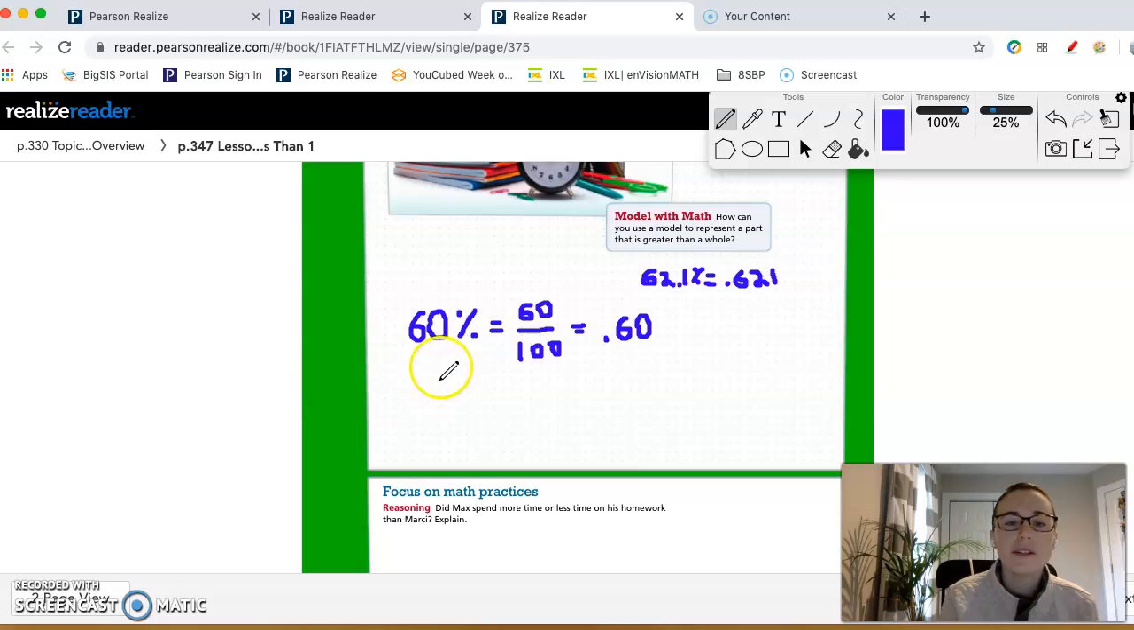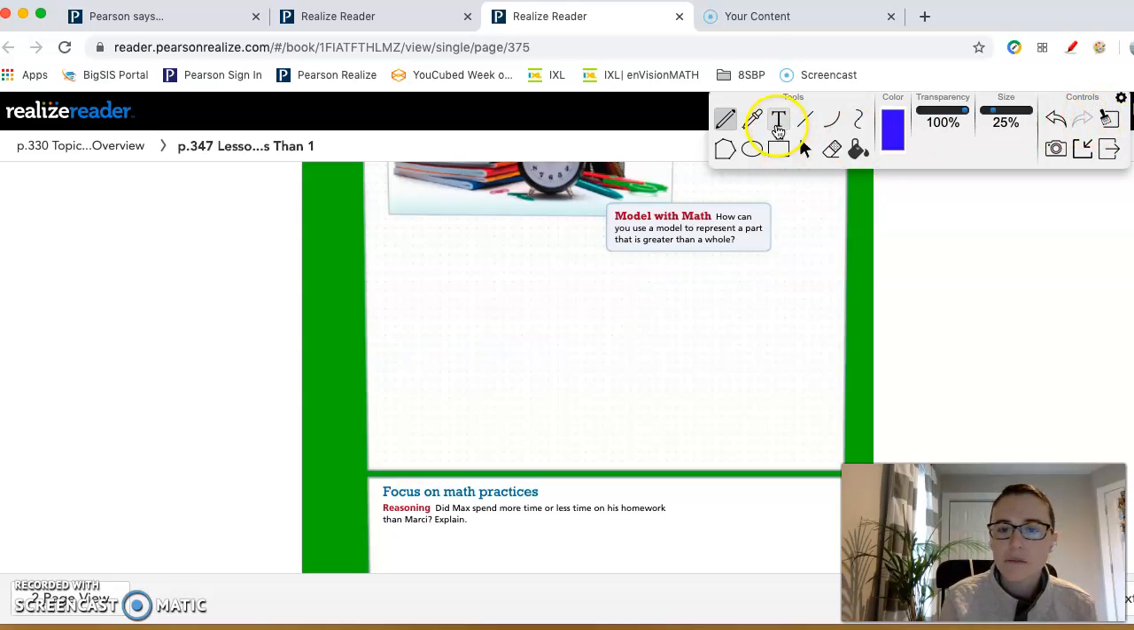Okay, so we know that 60% equals 60 over 100, which equals 0.60. And what we're going to be talking about more today is how we can write a percent. So let's say we were talking about the percent of time we spend doing schoolwork in a day. Let's say we had a really busy day, and we were spending 6 hours out of 24, so 6 out of 24 hours, on schoolwork. And we wanted to write that as a percent.